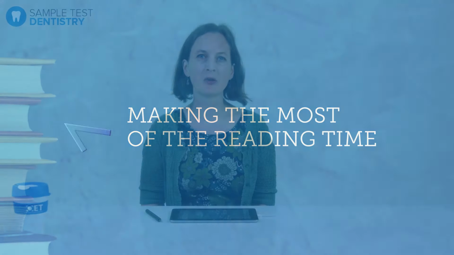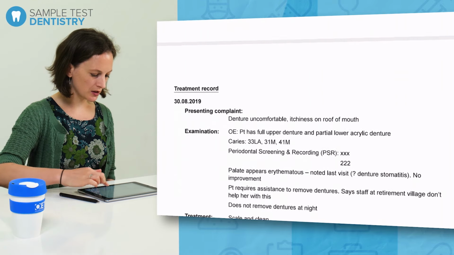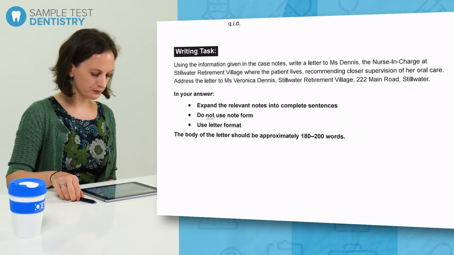Turning over the test booklet, there are 3 things you want to check as a priority. Although you cannot highlight or make any marks on your test booklet in the reading time, I'm going to highlight these 3 things so that you can clearly see what my eyes are looking at and can follow the approach yourself. The first 2 pieces of information are provided at the end of the case notes, so go straight there first. Who are you writing to and what is their job role?